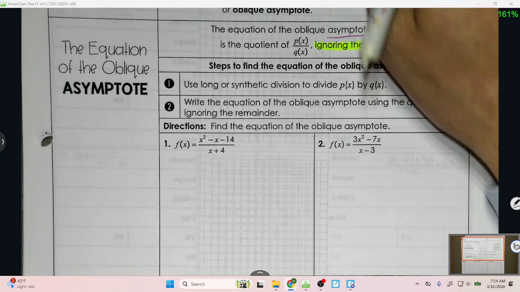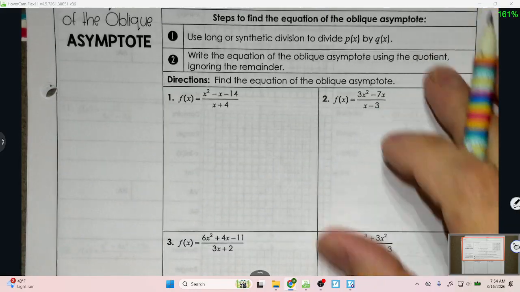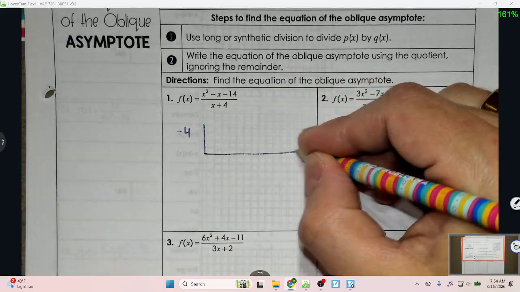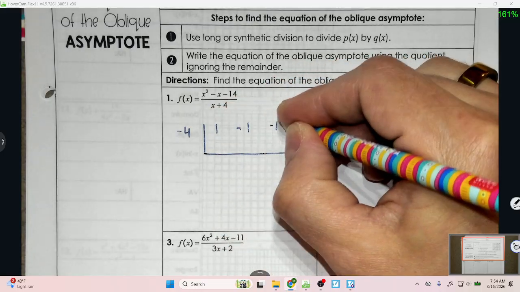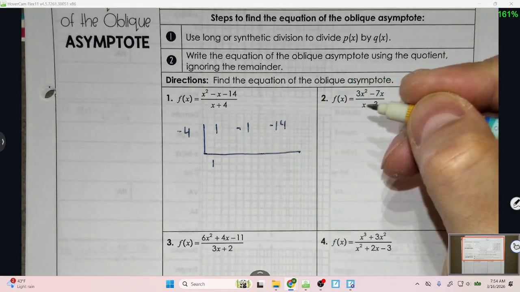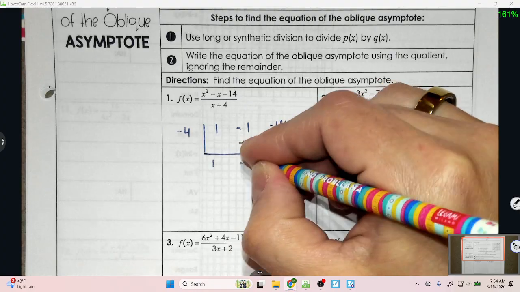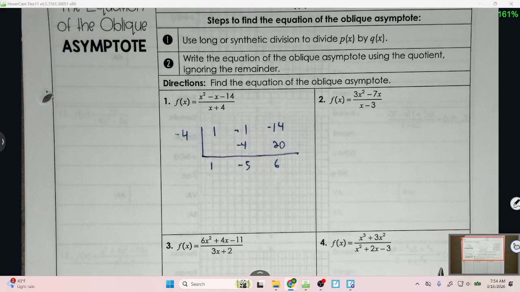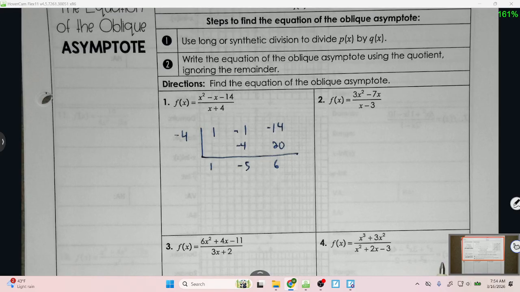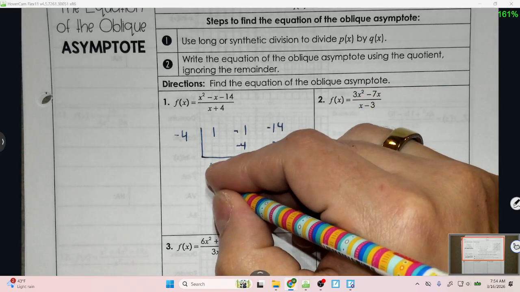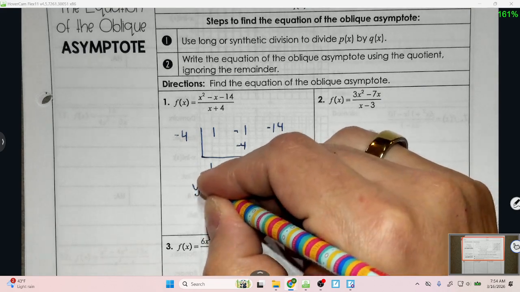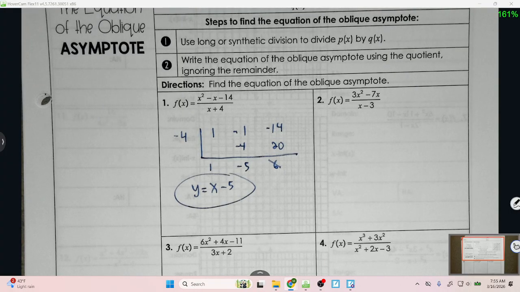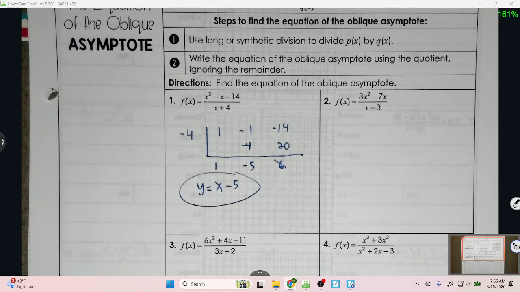So let's use synthetic division on this one just because it's very syntheticable. So -4 is our root, and we're dividing that into 1, minus 1, minus 14. So we have 1, we have -4, we have -5, we have 20, and we have 6. Because we have that, what is that going to be? Well, we're going to ignore the remainder. Boom, see you later, remainder. x minus 5. y equals x minus 5. That's the slant asymptote. You would just draw that in as a dotted line, and it would be a guide for you when you're drawing this in.